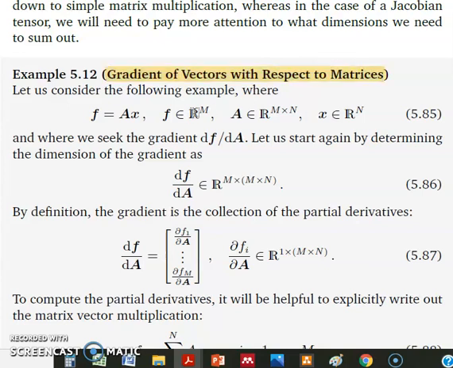to matrices. First, we learned about the gradient of a vector valued function. Then, related to a linear model, we learned the gradient. And now what are we going to learn? The gradient of a vector with respect to matrices.